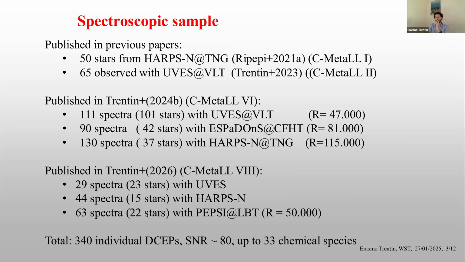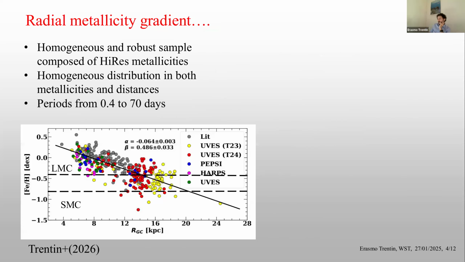The signal to noise on average is around 80, so they're very high signal to noise spectra. And we estimated up to 33 chemical species. Of course, as I already mentioned before, we know that in the Milky Way there is a radial metallicity gradient. So here I'm going to briefly talk about the main results that we reached.